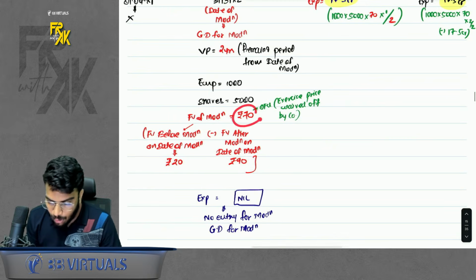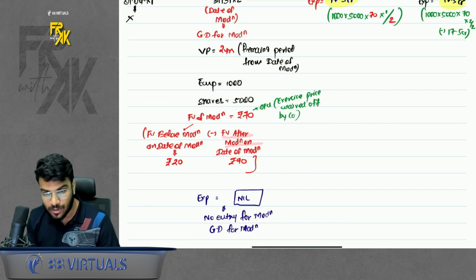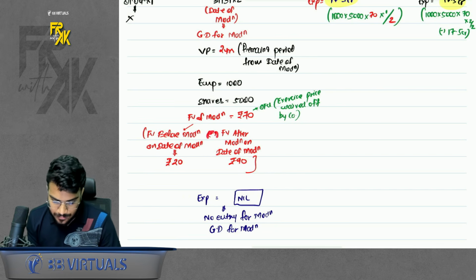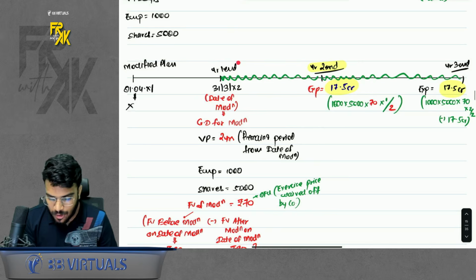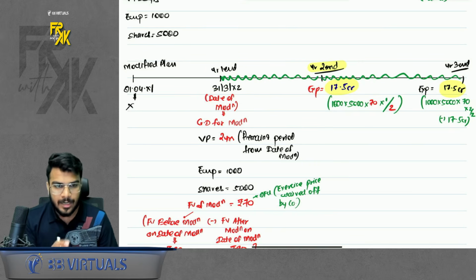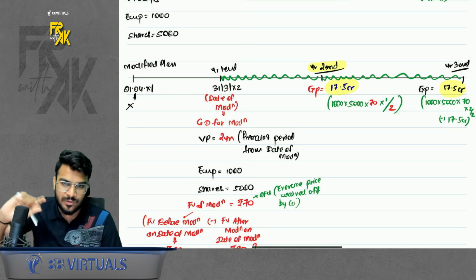This 70 will not be directly given. So how will you find it? You will take the fair value after modification on modification date less the fair value before modification on modification date. Let's say you are doing the modification year 1 end, two fair values will be given. That before modification this was the fair value, after modification the company increased the worth and increased the fair value to this much. So that difference you have to take.